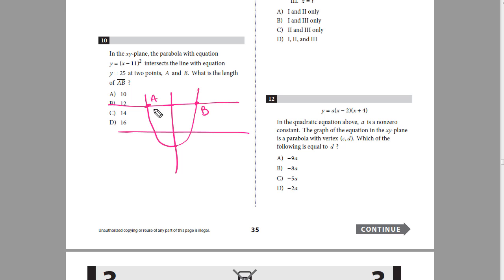So let's work out the x coordinates of A and B. We will find the x coordinates from this equation. It says y is equal to (x minus 11) whole square. So y is equal to 25. I will insert y is equal to 25 in this equation, and it will become 25 equal to (x minus 11) whole square. Now let's take the square root on both sides. The square will get cancelled with the square root, and the square root of 25 is plus minus 5. So plus minus 5 is equal to x minus 11.